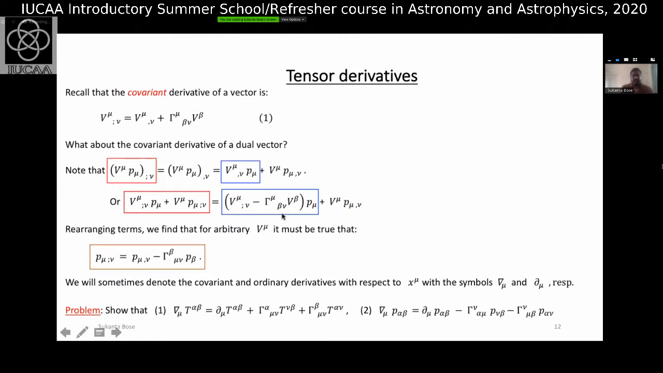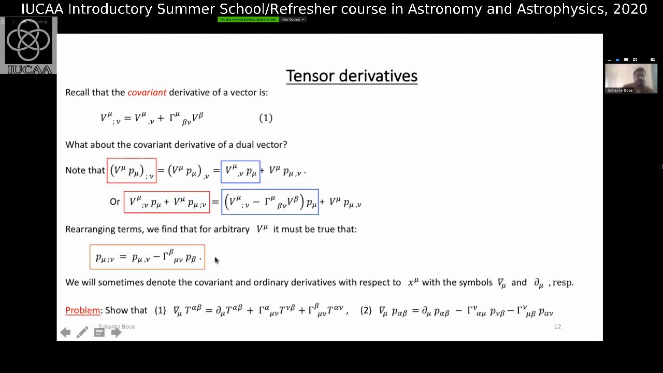And when you do that, you realize that you can now take the V's common, and you get an expression like this. To do this, you'll have to rearrange your terms a bit, but I'll let you figure that out. You can prove that the covariant derivative of P_mu is the ordinary derivative minus this piece. Essentially, minus the Christoffel symbol times P.